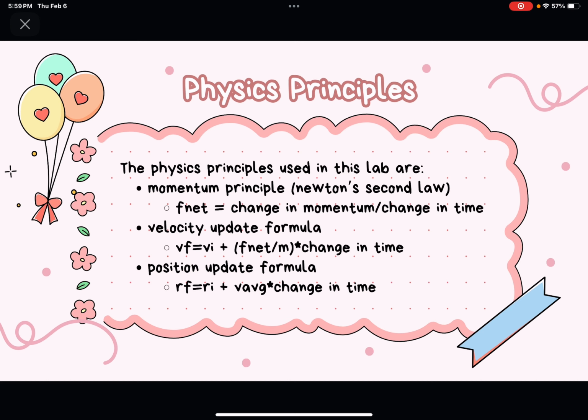The physics principles that were used in this lab were the momentum principle, which is Newton's second law, and that is F net equals change in momentum over change in time. The velocity update formula was also used, which is Vf equals Vi plus F net over m times change in time. This formula can be derived from the momentum principle. The position update formula was also used, which is Rf equals Ri plus V average times change in time. All of these are really related and are used in several different ways, but the most important principle used in this lab is the momentum principle.